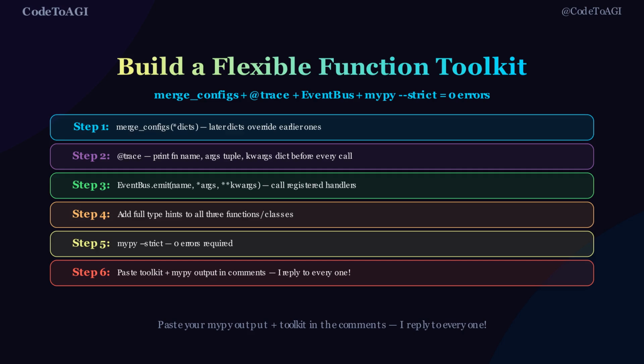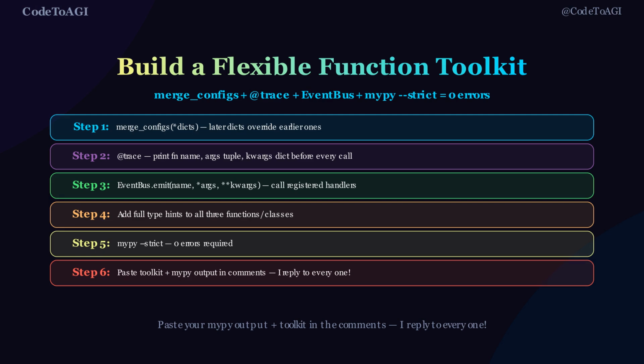Step 2. Write a universal decorator called trace. It should print the function name, the args tuple, and the kwargs dict before every call. It must work on any function regardless of signature. Step 3. Write a class called EventBus. It has a method called emit that takes an event name and *args and **kwargs. Registered handlers for that event name get called with those arguments.